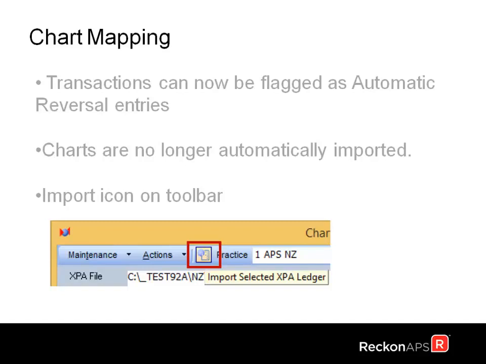Chart mapping. In XPA 10, we now allow the importing of transactions through chart mapping to be flagged as automatic reversal entries. Based on client feedback, we have also made the following changes to the auto import of charts function. Charts are no longer automatically imported into the chart mapping toolbox. Also, there is an import icon on the toolbar to import the selected XPA ledger's chart of accounts. Please note that the chart of accounts is still automatically updated each time chart mapping is opened or the ledger is opened within chart mapping.